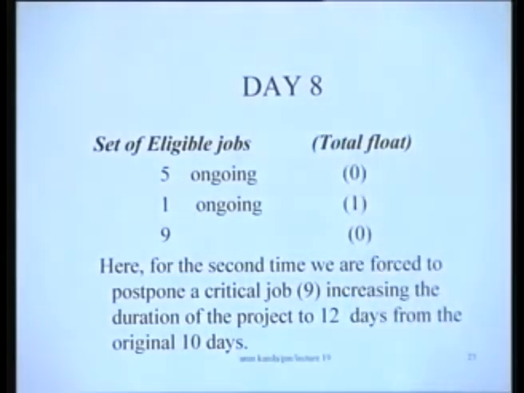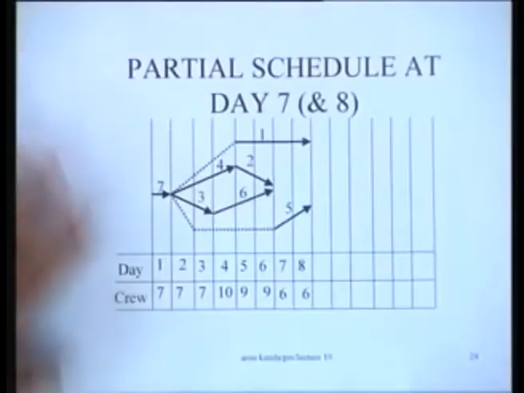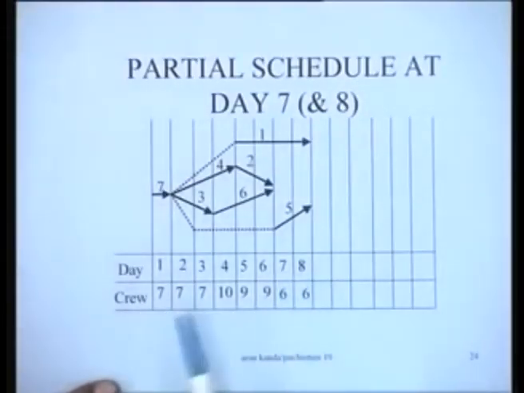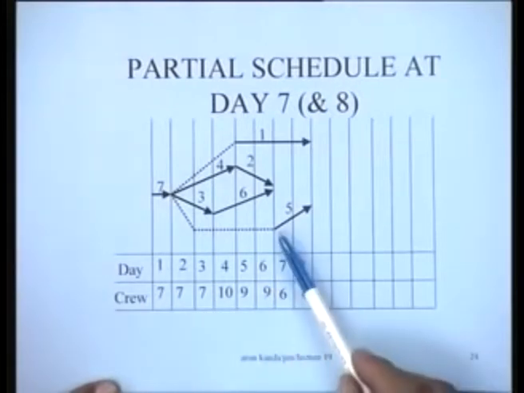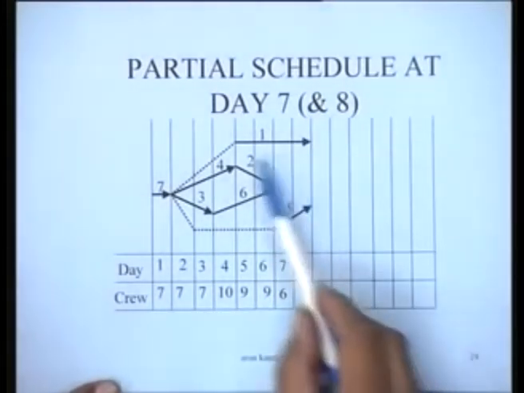So based on these decisions that we have taken on day 7 and 8, let us see what the partial schedule is like. So you can say that on days 7 and 8 we have taken these decisions basically to schedule job 5 along with job 1.